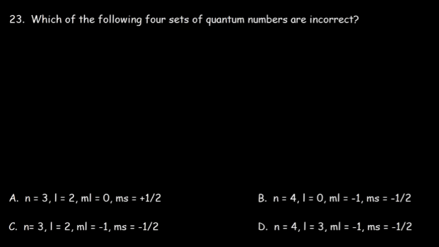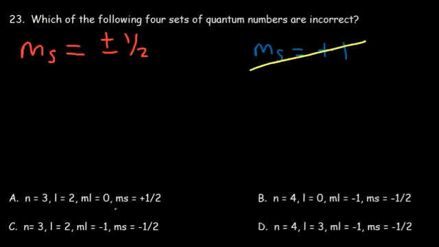Number 23. Which of the following 4 sets of quantum numbers is incorrect? Is it A, B, C, or D? Typically, the first thing I look at is the electron spin. The electron spin can only be either plus or minus 1/2. If you see any other numbers other than this fraction, you know it's wrong. So if you were to see ms equals 1, you could eliminate that answer. Looking at the spin, for all of them it's plus or minus 1/2, so all of those are acceptable.